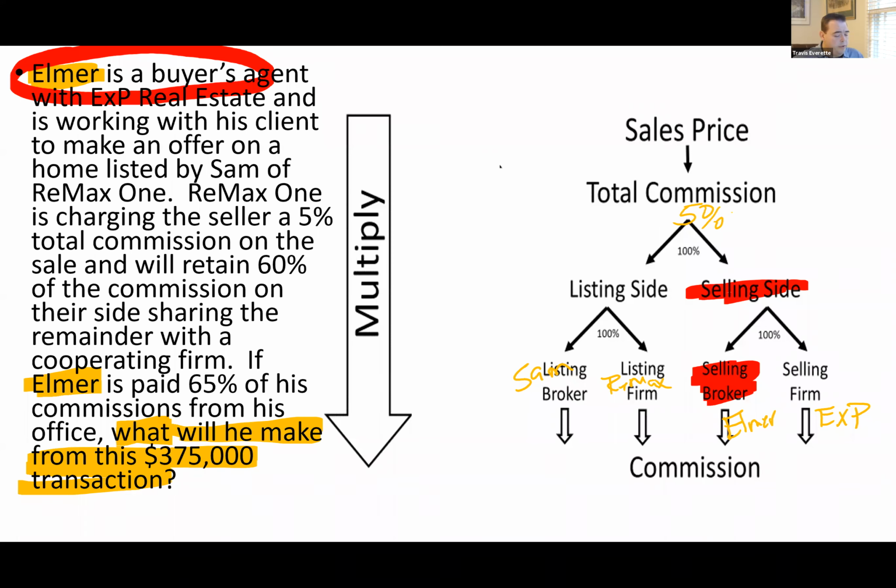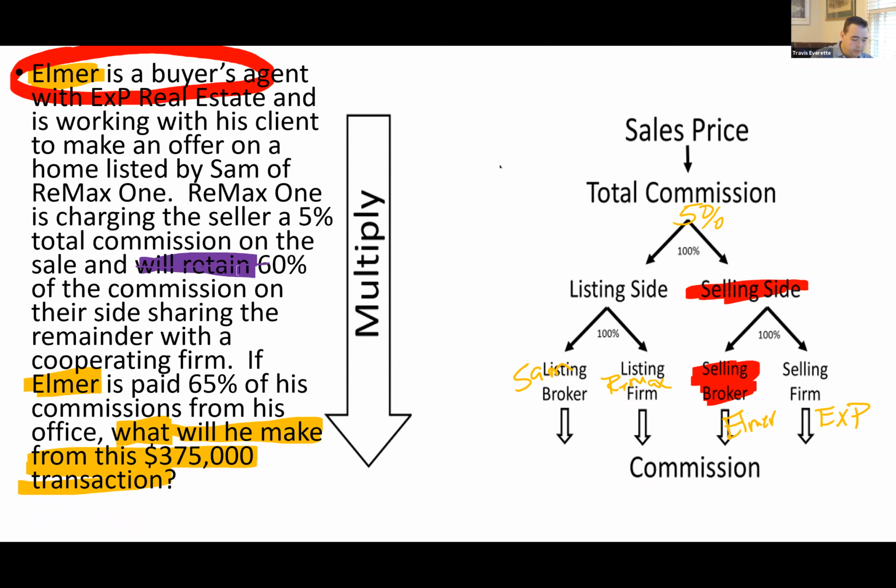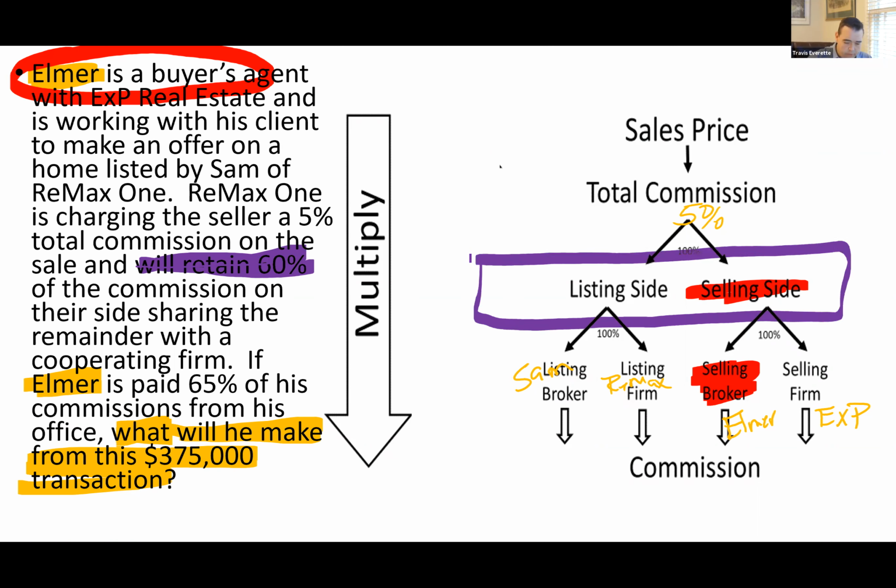It says RE/MAX 1 is charging the seller a 5% total commission on the sale and will retain 60% of the commission on their side. So RE/MAX 1 will retain, will keep, will hold 60%. Now remember, when we talk about this sharing here, it says RE/MAX 1 will retain, they will retain 60%. This is the section where the firms cooperate with one another. That's where the cooperation happens.